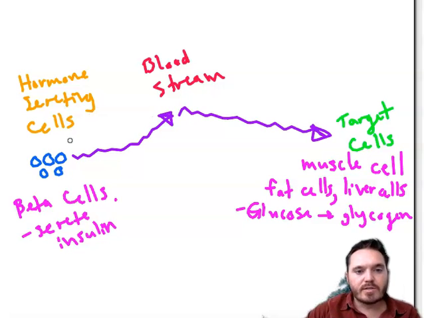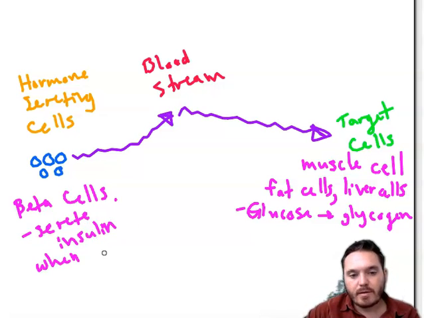And the thing that triggers that in the first place is that these beta cells are monitoring the blood glucose levels. So they secrete insulin when blood glucose is high.